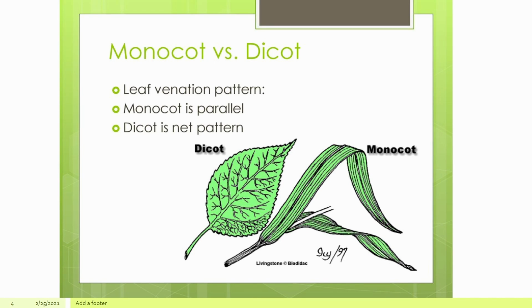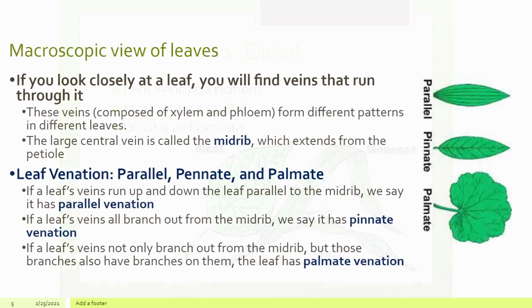Monocots again have parallel venation. Dicots have a netted, branched pattern. And so this basic taxonomy is actually going to be indicative of how the leaves look in a plant. Continuing to look macroscopically, we can compare parallel to the netted venation.